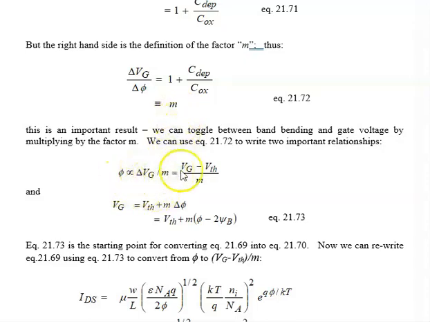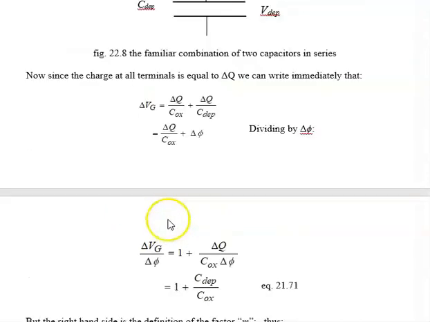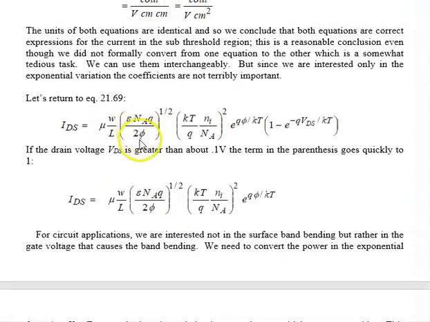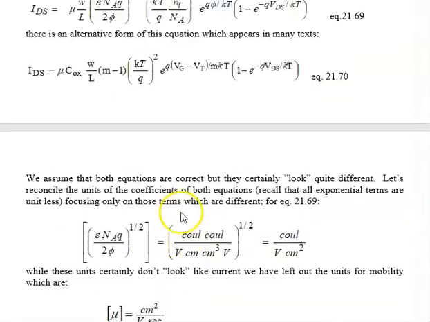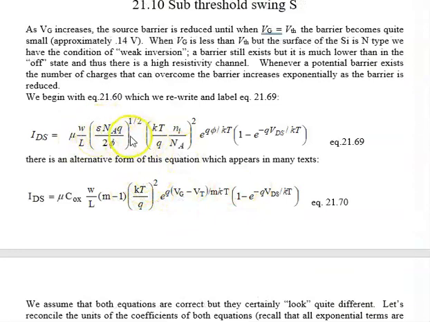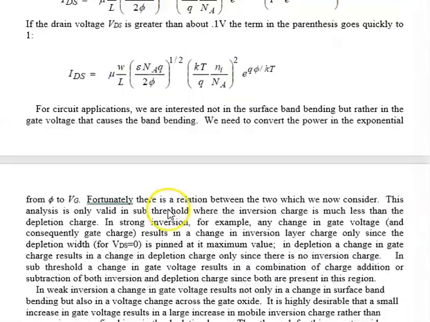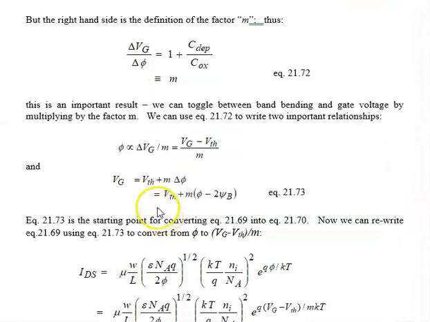So the band bending is now given by VG minus the threshold divided by M, and there's another relationship which you can see, which makes a lot of sense. I won't actually say too much more about it. This relationship is the starting point to convert this guy into this guy. So we won't do that now, but if you want to do that, this is where you start.